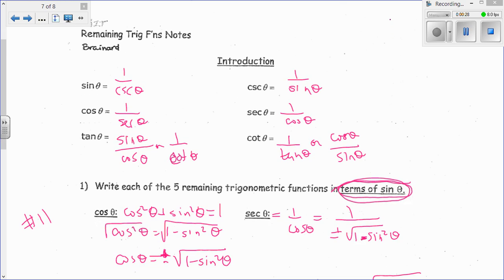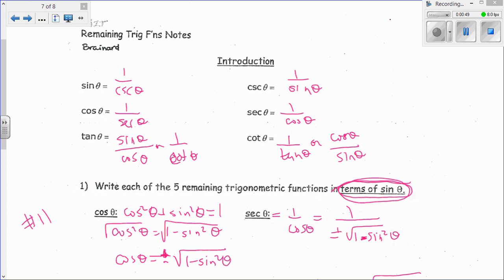Talking about the remaining trig functions today. And just as an introduction and review, sine is equal to 1 over cosecant. Cosine theta is equal to 1 over secant. Tangent theta is equal to sine theta over cosine theta, or 1 over cotangent theta.